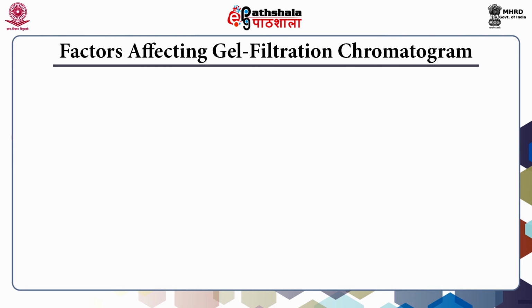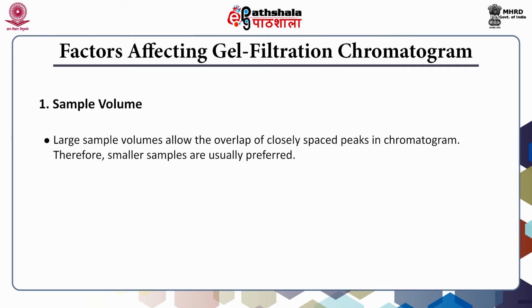The first factor is sample volume. Large sample volumes allow the overlap of closely spaced peaks in the chromatogram. What does it mean? When we load more sample in the column, some of the molecules are eluted very closely. In that case, in the chromatogram, we will get very closely spaced peaks. But when we use smaller volumes, this problem can be overcome very easily, so that we can get higher resolution of the different peaks.